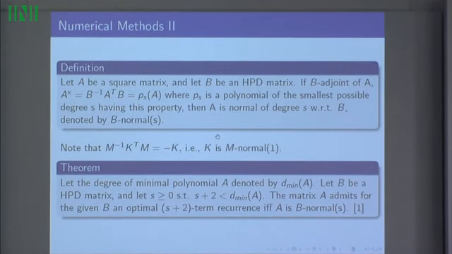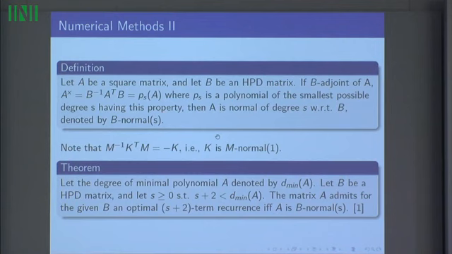So a matrix is called B-normal(s) if the B-adjoint of A, which is B inverse A transpose B, can be written as a polynomial of degree s, but not smaller than s. And then we say that A is normal of degree s with respect to B. If you look at our K operator, the M-adjoint of K, M inverse K transpose M, is minus K, so it's a polynomial of degree 1. And then we get that K is M-normal(1). And this theorem tells us that the matrix A admits an optimal s plus 2 term recurrence if and only if A is B-normal(s).